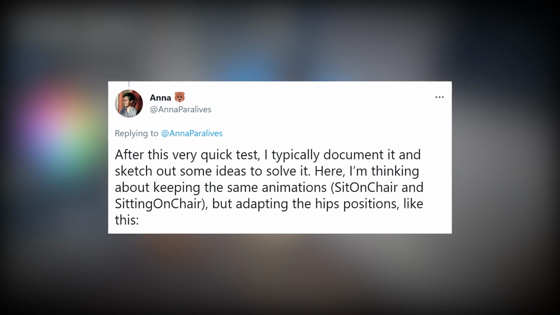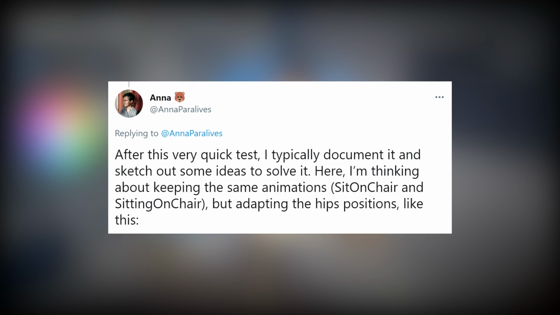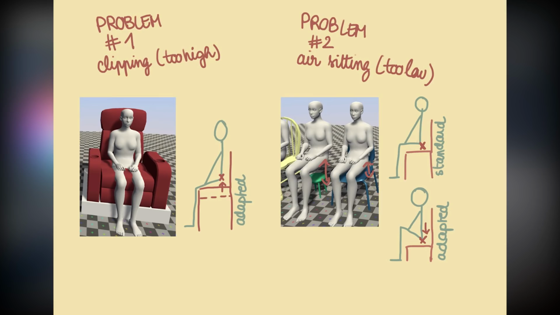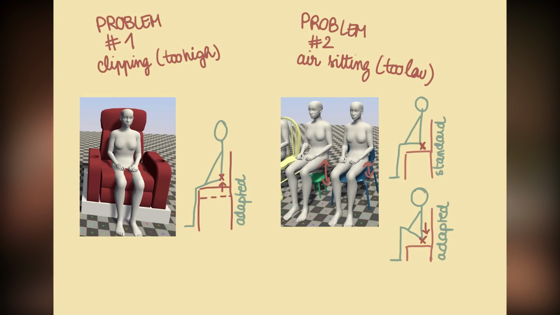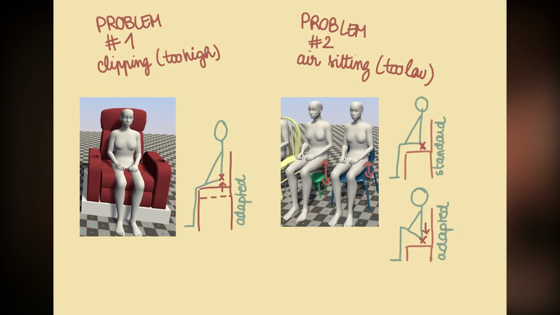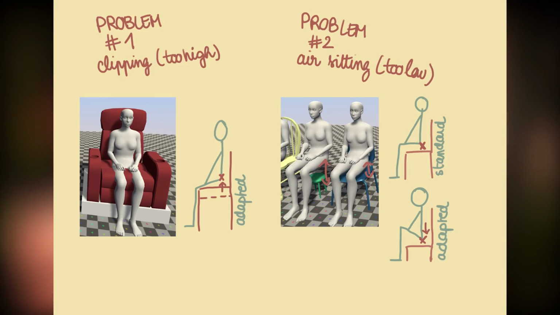After this very quick test, I typically document it and sketch out some ideas to solve it. Here, I'm thinking about keeping the same animations, sit on chair and sitting on chair, but adapting the hips positions like this. In the picture, it shows problem number 1, clipping, because the chair or the surface is too high. You can see that in the diagram shown. And problem number 2 is air sitting. You're too low. There's too much space between the chair and the tushy or the bottom of your para model. Just trying to incorporate a little bit of fun into this.